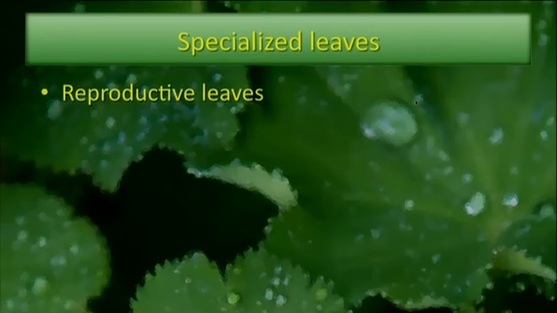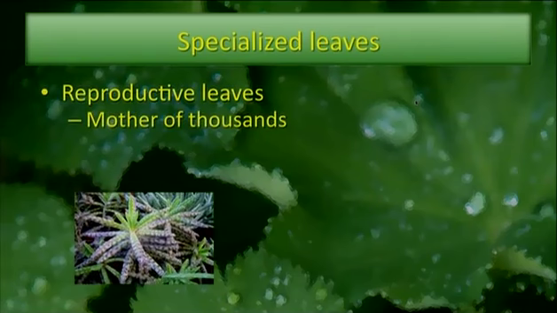Now reproductive leaves, you have a plant called Mother of Thousands. That gives you an idea about how prolific it is. It has little notches along the leaf edge where a tiny keiki can be produced, and each little keiki can actually develop into its own plant.